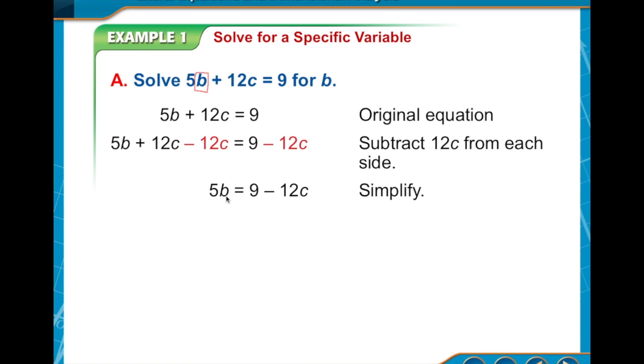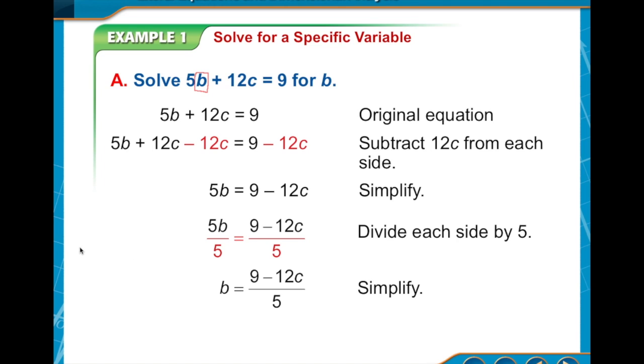So now we need to divide both sides by 5 to get b alone, because these are tied by multiplication. The opposite of multiplication is always division. So we'll divide both sides by 5. On the left, the 5s will cancel out here, so we'll get just b. And we'll be left with this expression on the right. Notice the 5 divided everything on the right side, not just one term. Division is going to apply to everything over here. So b equals 9 minus 12c divided by 5.